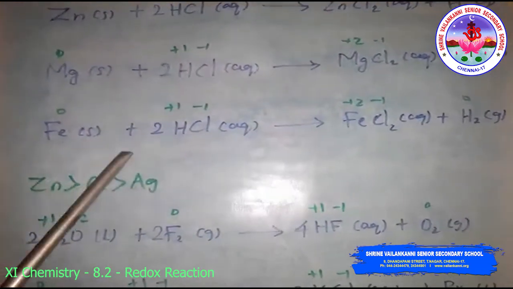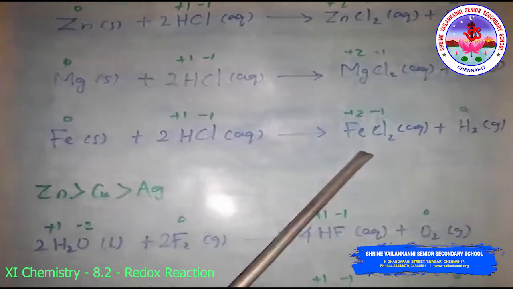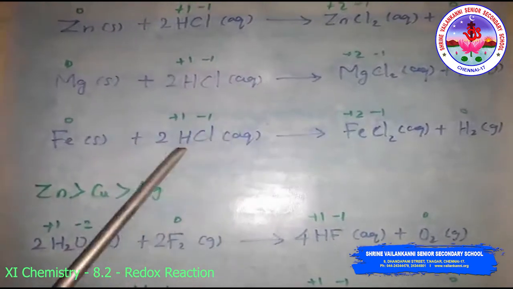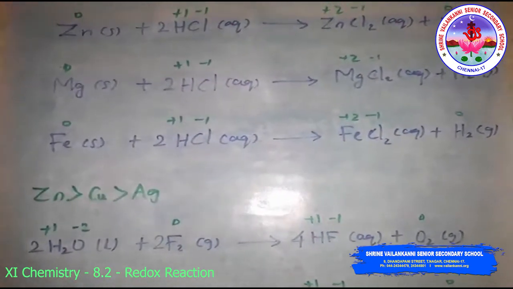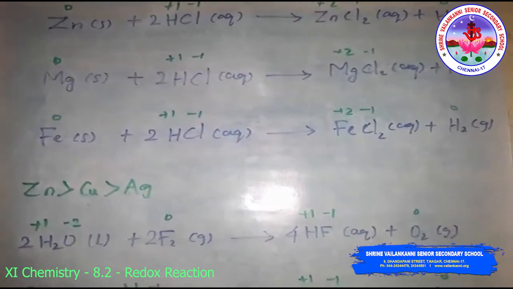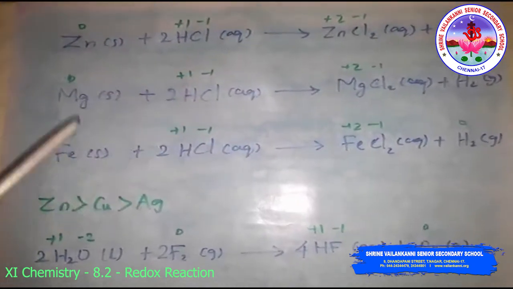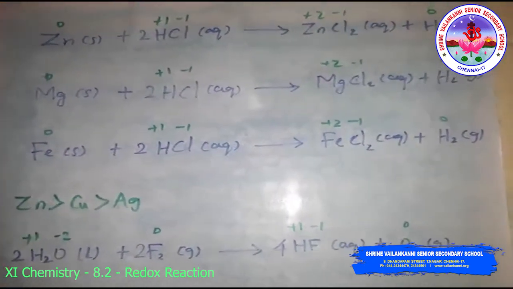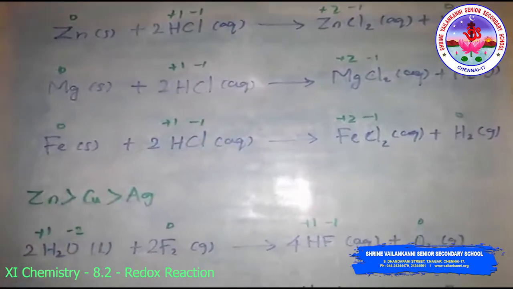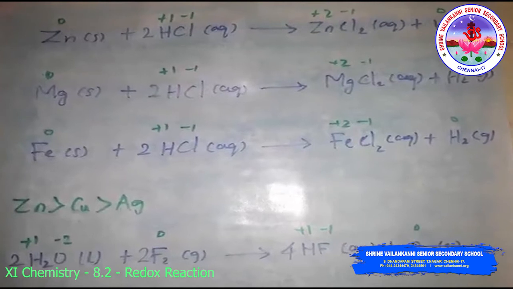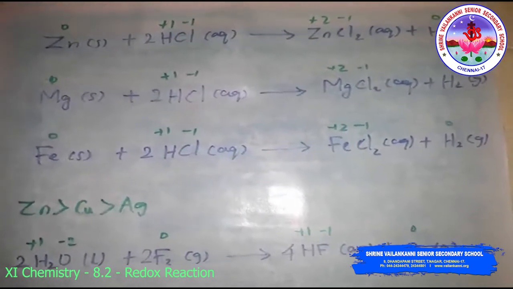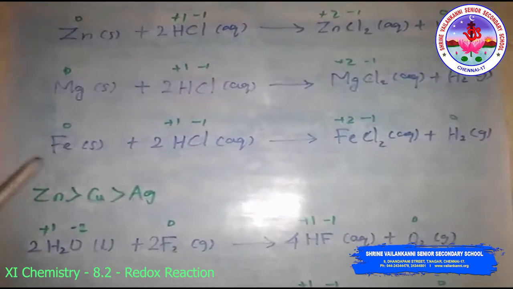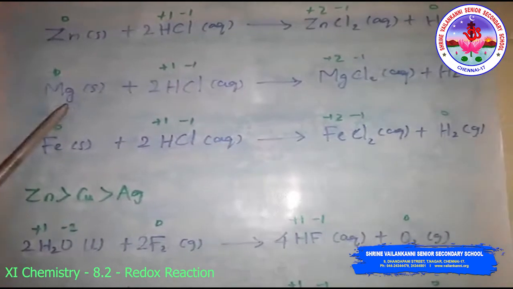Then iron reacts with HCl to produce iron chloride and H2 gas, that is hydrogen gas. Here iron is oxidized and hydrogen is reduced. Okay. The first two reactions are used to prepare dihydrogen gas in the laboratory. Here the reactivity of the metal is reflected in the rate of hydrogen gas evolution, which is the slowest for the least active metal, iron, and the fastest for the most reactive metal, magnesium.